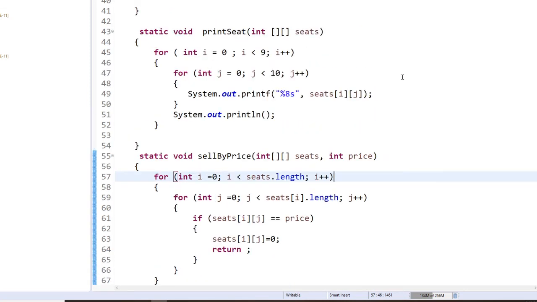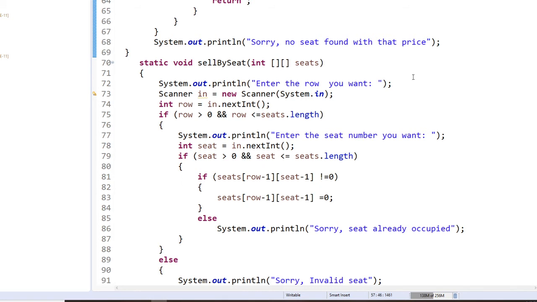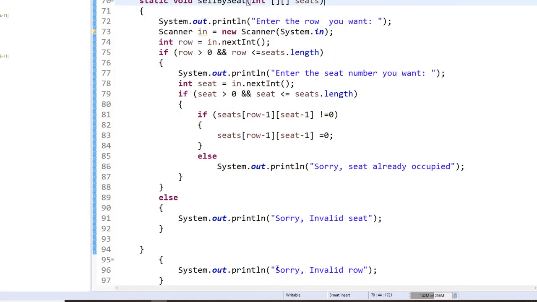That's sell by price. Now we sell by seat. First, I print sell by seat, and then I have to prompt the user; that's my 2D seating chart array. First you enter the row number you want. With scanner in, I get the row number. Again, I need to check that my row number is valid. If it's not valid, I tell you sorry, invalid row. If it's a valid row, I check my seat number, which also has to be between 0 and 9, because there are 10 seats.